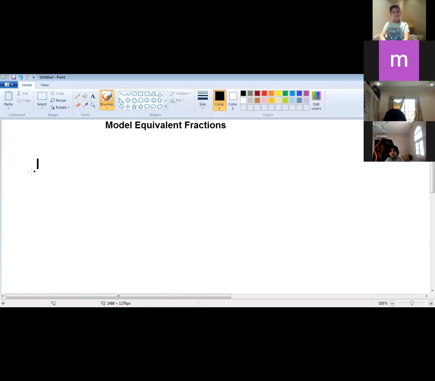A fraction like 1/2. Is this equal to 4/8? Yes, Atash, what is your opinion? Is 1/2 equal to 4/8? No, it's not equal. Okay, so let me use the model to see.